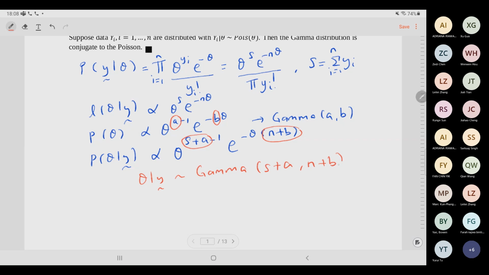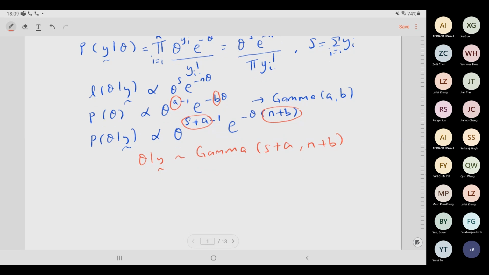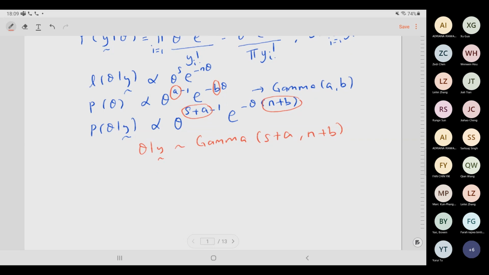Okay, so again, take note: if they ask what is the distribution, you cannot just state gamma. I mean, you can, but you will not get full marks. You have to state the distribution with the parameters for that distribution. So in this case, it is your alpha and beta. Your alpha is S plus A and your beta is N plus B.